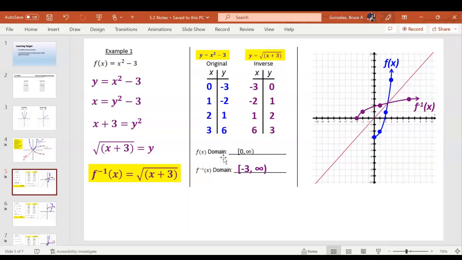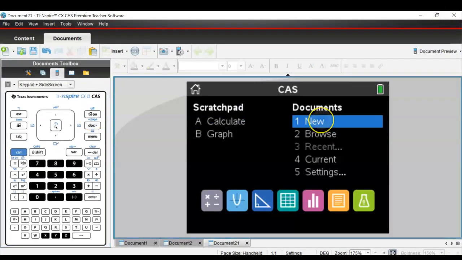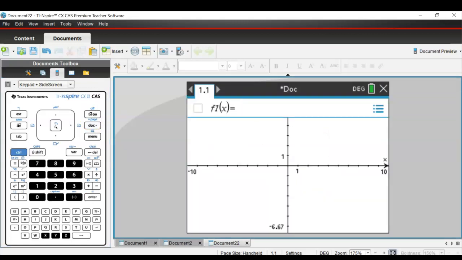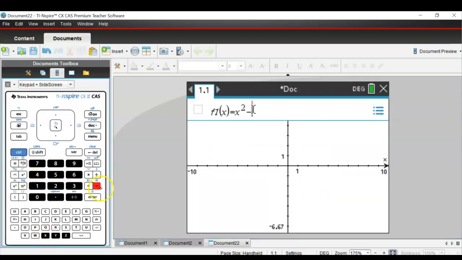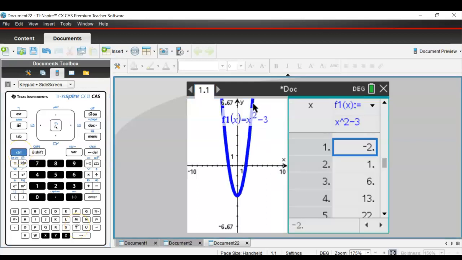So what is it, x squared minus 3? I'm going to take this over here. I'm going to do a new document, add a graph, x squared minus 3, enter. So everyone can graph it like this. And then you press what? Control T.